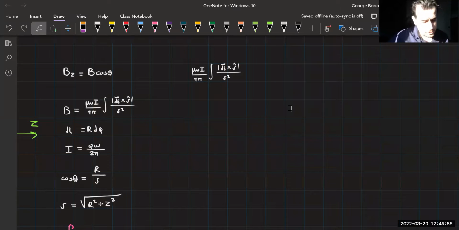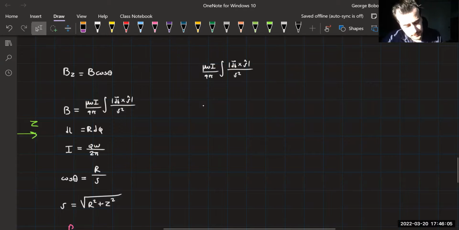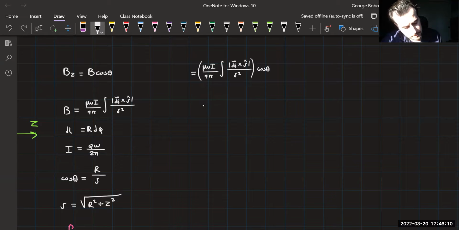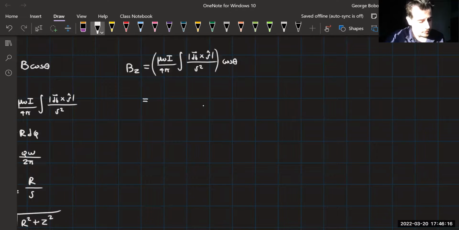All right. So we got here B, right? We said this is going to be our B. We're multiplying this by cos theta. This is supposed to be our BZ. Okay. So again, I'm going to start substituting. For the current, I got that it is equal to Q omega over 2 pi. And for the integral here, the size of this, we found out to be only dL.